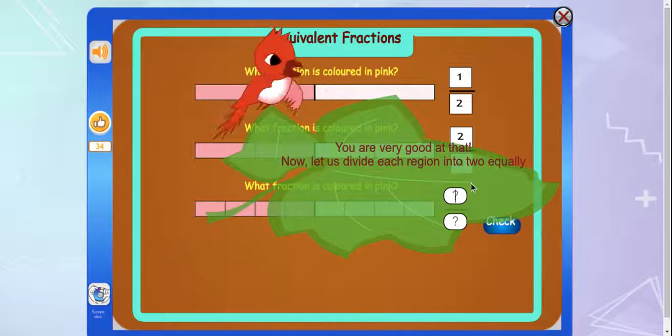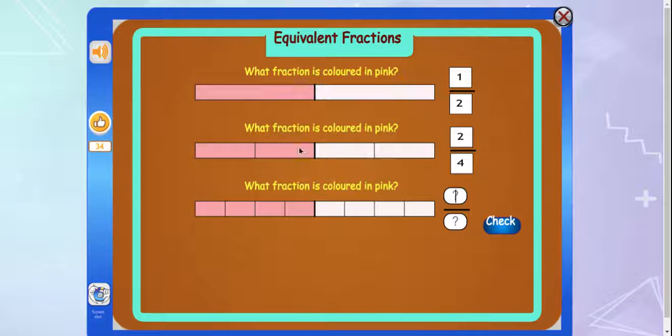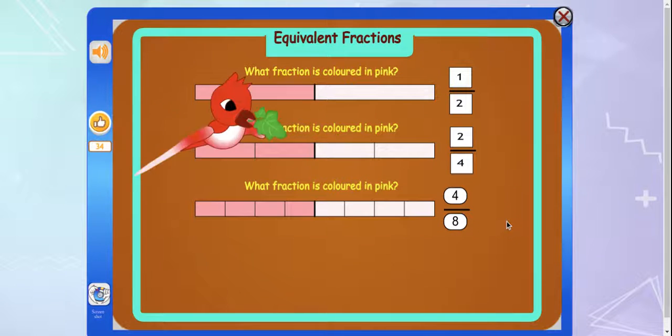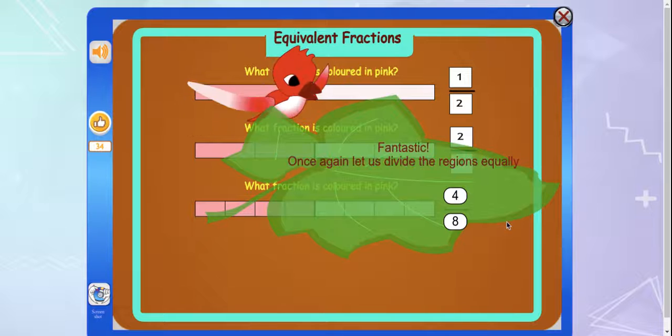Let's click on check. You are very good at that. Okay, let's further divide each of these portions into two parts. So each of these boxes is divided into two equal parts. And let's again write down what fraction is colored in pink. Again, the total number of boxes that you see is 8 boxes. And out of that, we got 4 boxes which are colored in pink. Let's write it here. So fraction of boxes colored in pink is 4 out of 8. Fantastic.